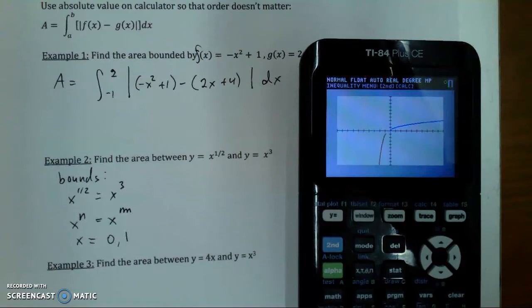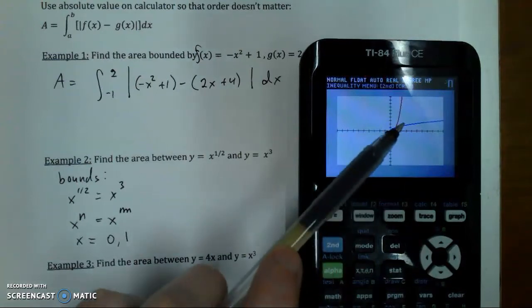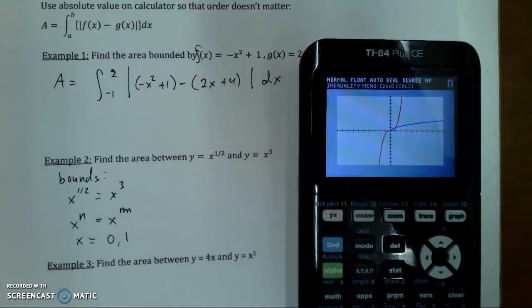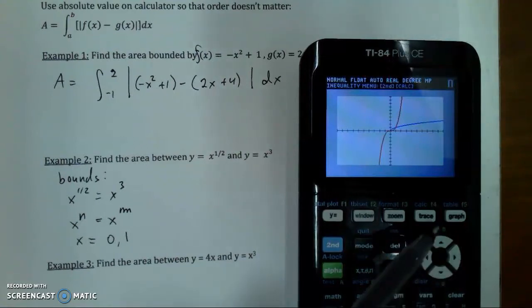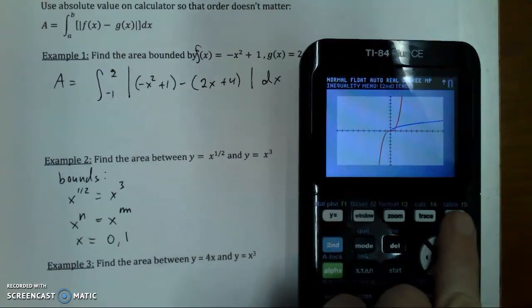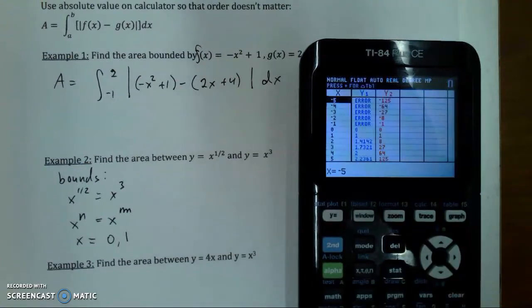Now we're going from 0 to 1, so obviously it's not a very big area. You can hopefully see it there. It's quite small. Now you might be able to see from the graph, but like with this one, if it's a small area, it might be hard to see. So I'm going to go to my table. To access the table, I'm going to hit second and then graph.